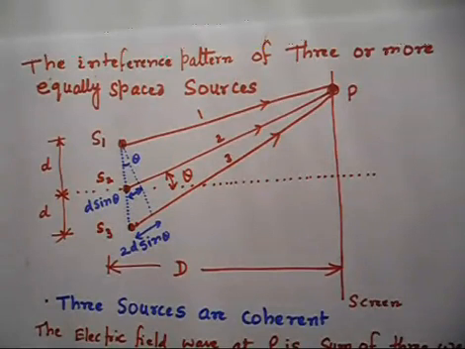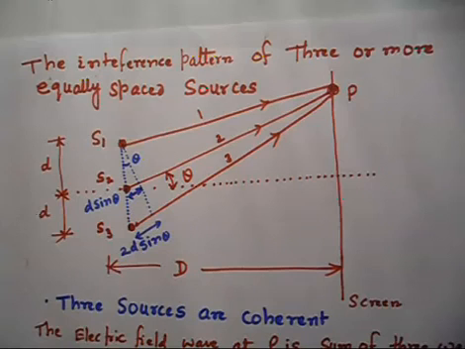Okay, next thing we are going to discuss is something interesting: interference due to three equally spaced sources. We know how to do the calculation if I have two sources.